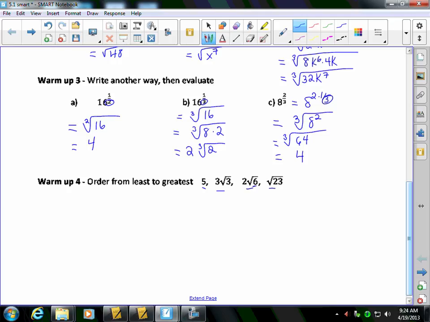So I want to move it back into a radical, and since these are all square roots, then we know to get 5 into a radical, we'd have to square it. So 5 is the same as square root of 25. Next, 3 square root 3. In order to put that back into an entire radical, since it's a square root, we have to square our 3. So that's 3 squared times 3. So that's 9 times 3, so this is square root of 27.